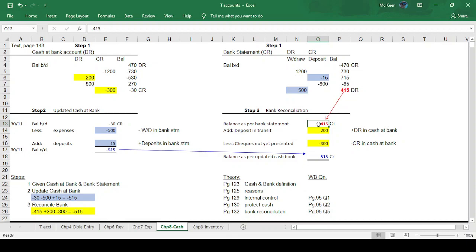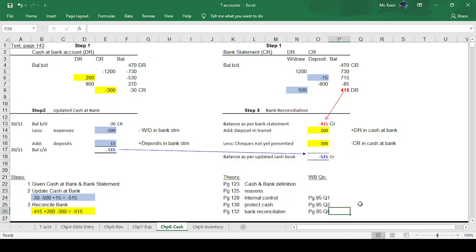Then I want you to flip to your textbook. Turn to these pages: page 123, 125, 129, 130, 132. The topic: underline cash and bank definition, the difference between the two, if they ask. Reasons for cash and bank control. 129 is about internal control. 130, why do you need to protect cash? That's where bank reconciliation comes in. So the theory for this chapter 8 is found in these few pages. You can easily find it because it's all diagrammatic. Incidentally, the workbook question has asked about the theory on page 95. Question 1, 2, and 5, which is 129, 130, 132, is the answer to your workbook questions 1, 2, and 5 on page 95. That's it.